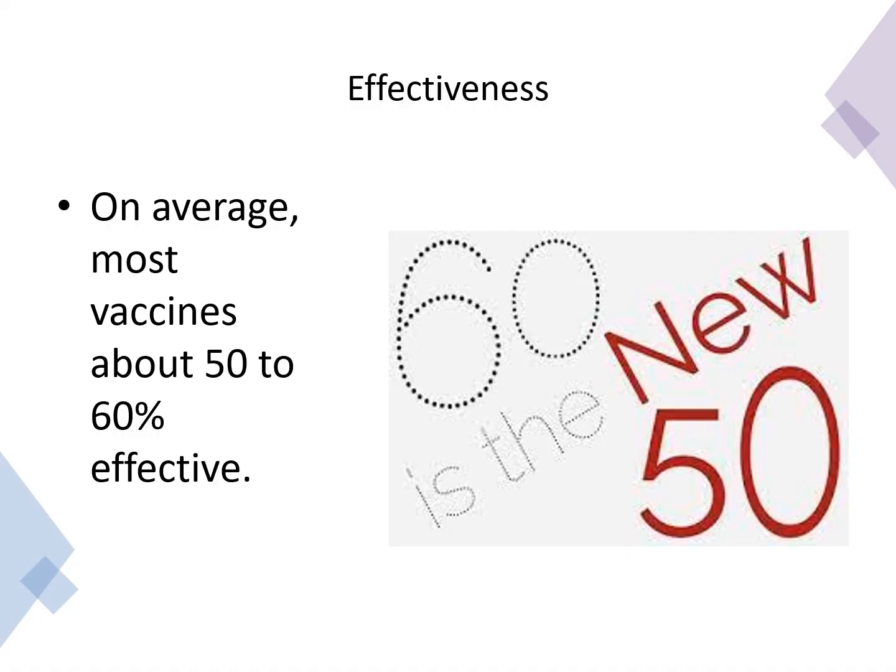On average, the influenza vaccines are about 50 to 60% effective in preventing disease. This is pretty good, but it pales in comparison to the effectiveness of the mRNA COVID vaccines.